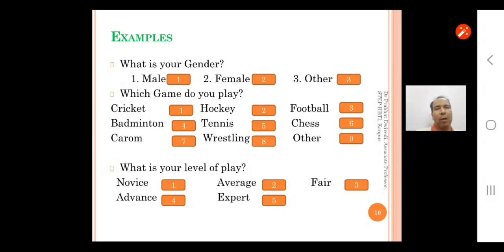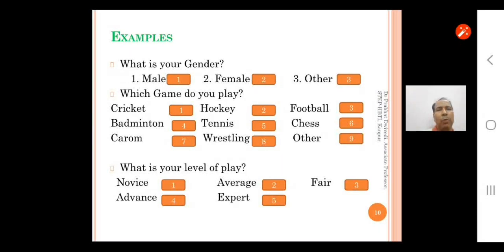Their options are cricket, hockey, football, badminton, tennis, chess, carom, wrestling, other. And you can give codes: 1 to cricket, 2 to hockey, 3 to football, badminton 4, tennis 5, chess 6, carom 7, wrestling 8, other 9. That's how you can give code to these games.